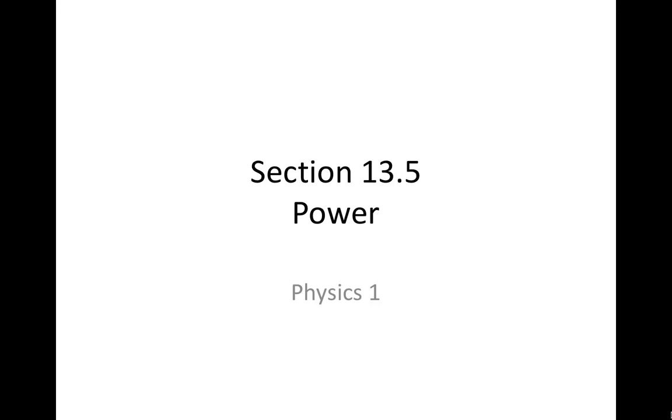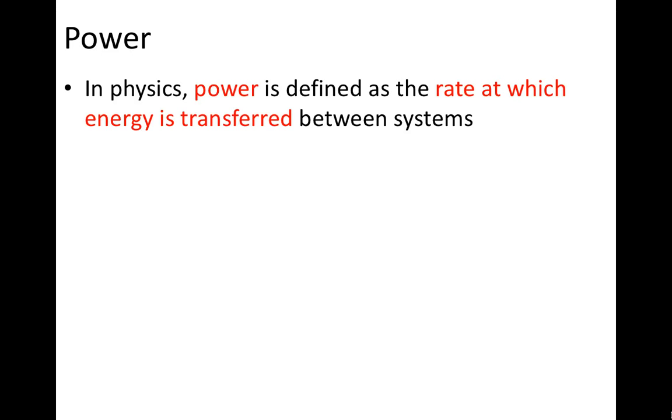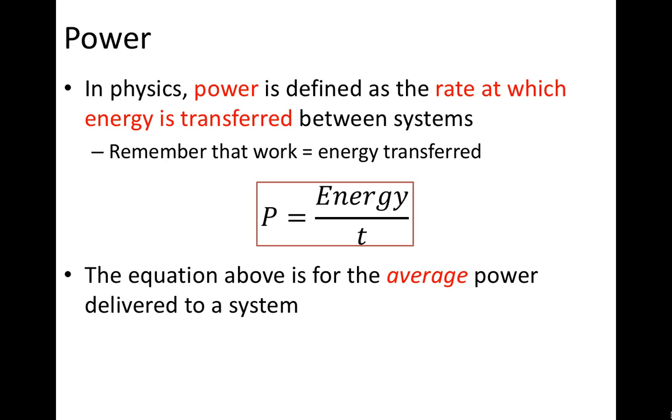In section 13.5, I'll discuss power. In physics, power is defined as the rate at which energy is transferred between systems. Generally, we're talking about energy being transferred into our system, and that's what we refer to as work. Here's the basic definition for power and how to calculate it.